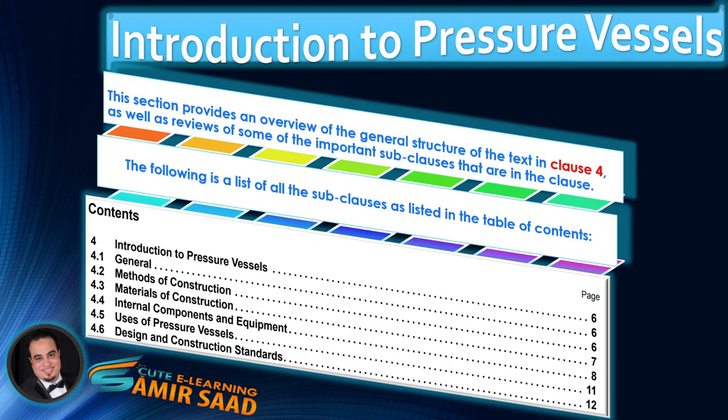In this lecture, we will discuss Clause 4, Introduction to Pressure Vessels. This section provides an overview of the general structure of the text in Clause 4, as well as reviews of some of the important sub-clauses that are in the clause. The following is a list of all the sub-clauses as listed in the table of contents. In the following slides, we highlight important information contained in Clause 4 accompanied by the sub-clauses.